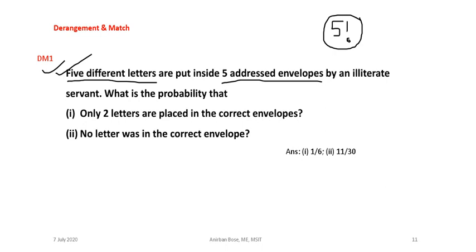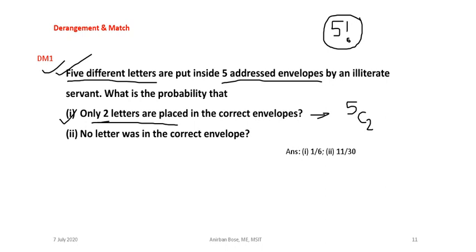Now second, find out the event for which you have to find the probability. The event is that only 2 letters are placed in the correct envelope. So what are the favorable cases corresponding to this? How many ways can these 2 letters be selected from the 5 letters? That can be selected in 5C2 ways. After selecting these 2 letters, you put them into the correct envelopes.